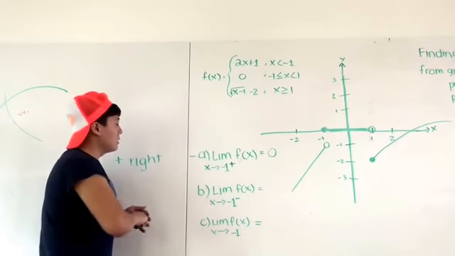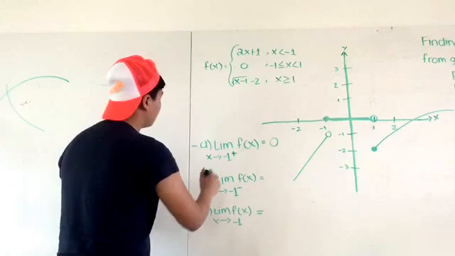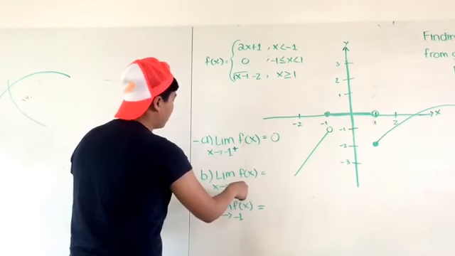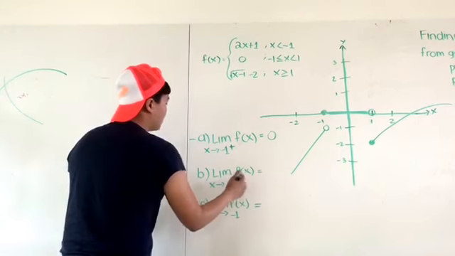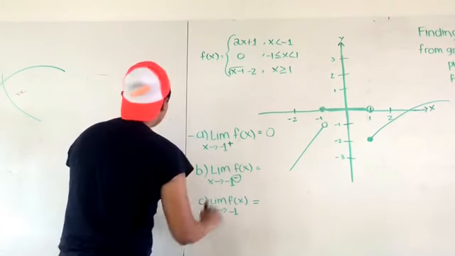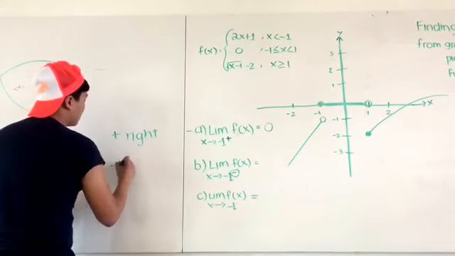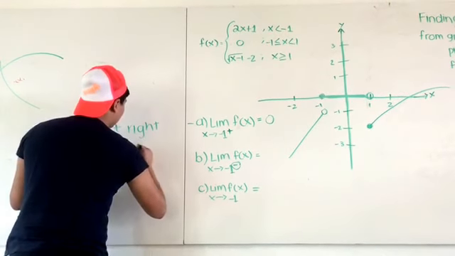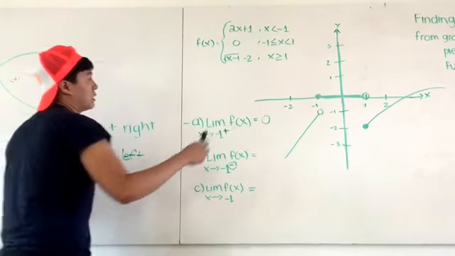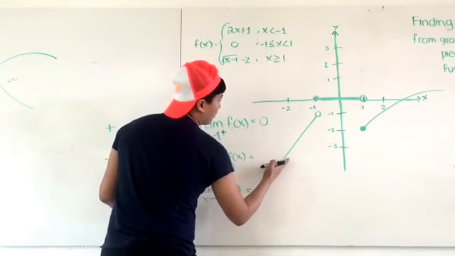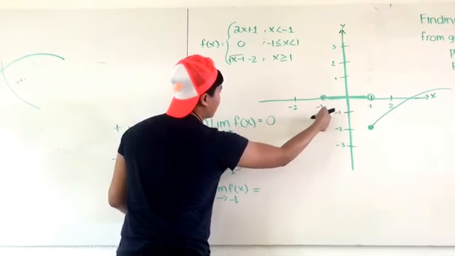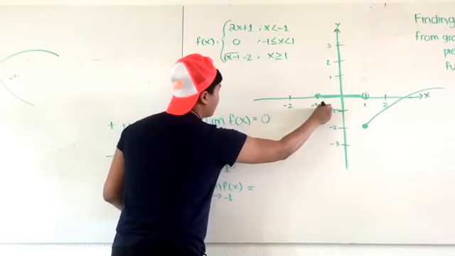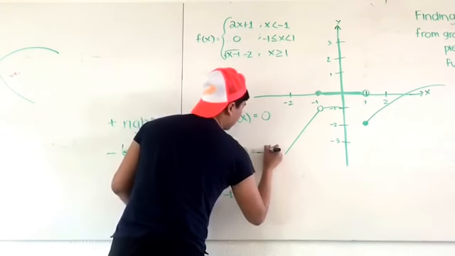We are going to analyze the next exercise, that is limit of f of x when x approaches -1 from the left side. When we see this sign, this negative sign means that the graph will approach from the left side. So as we can see here, the graph approaches -1, and the hole is in here, and we can see that it is on -1.